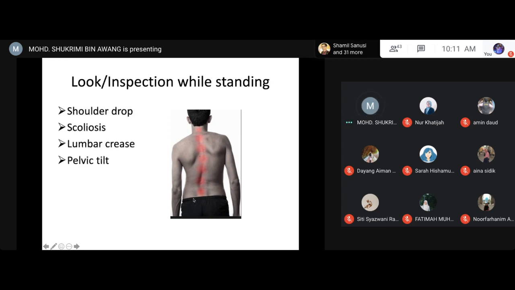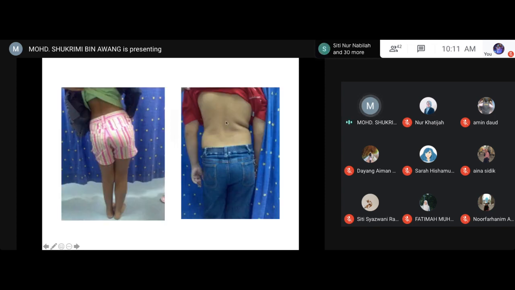One is higher together with that shoulder, and one is lower. So look at the shoulder drop, look at the presence of scoliosis or not, the lumbar crease, whether asymmetrical or not, look at the pelvic tilt. So you focus on the back. Like I mentioned, you see here that there's an abnormal lumbar crease. You see here the pelvic tilt, one side of the pelvis is dropped lower than this. And you see how the patient stands. In this case, you can see that there's an asymmetry of the lower limb. Patient stands on both feet, but the pelvis is tilted.